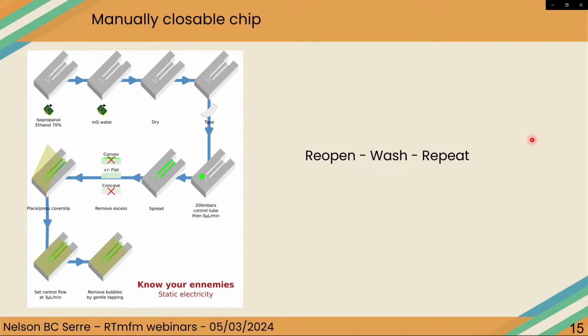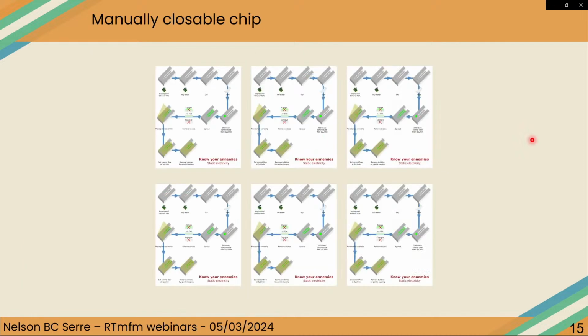And so the main advantage of this technique is that at the end of your experiment, you can just reopen everything, wash it, and repeat the experiment. And so that would be my typical afternoon. I'm doing about 5-6 chips per afternoon.